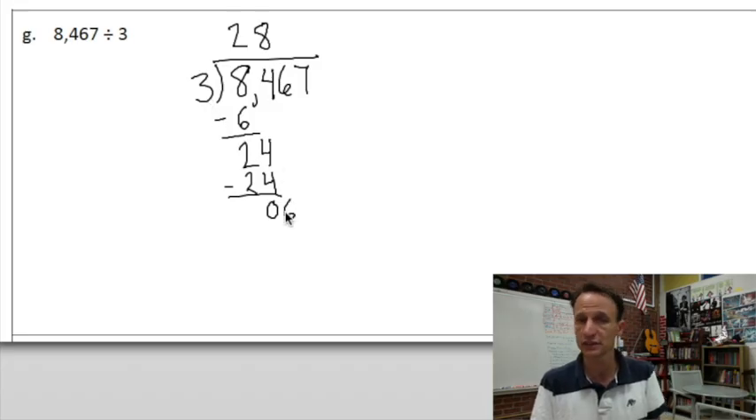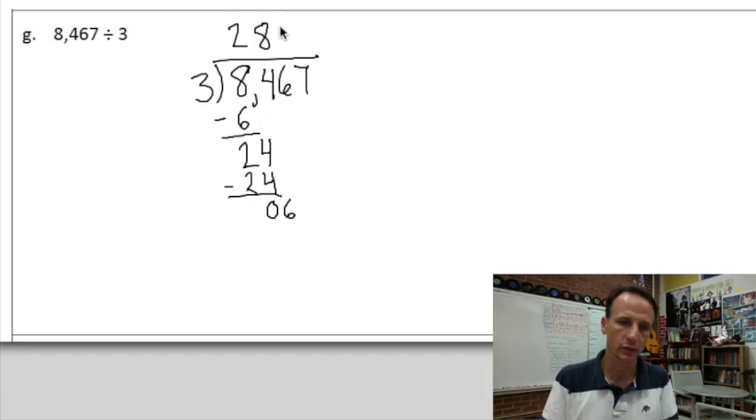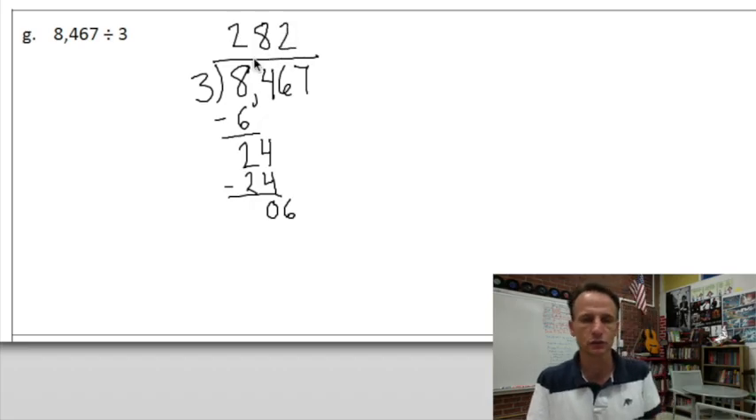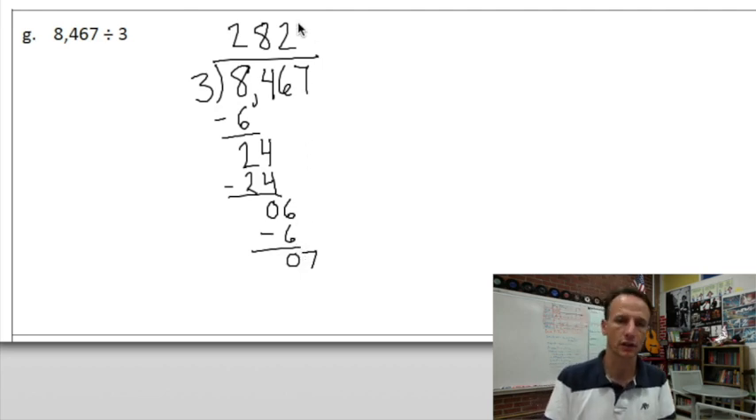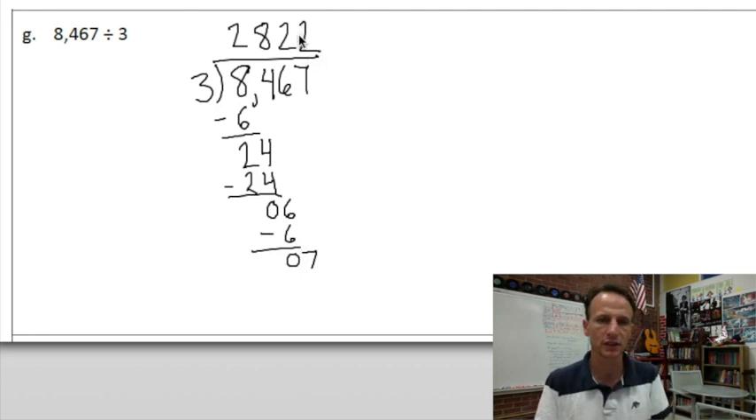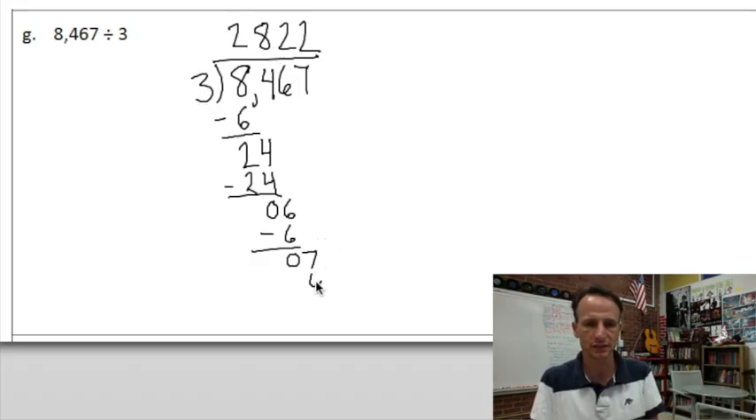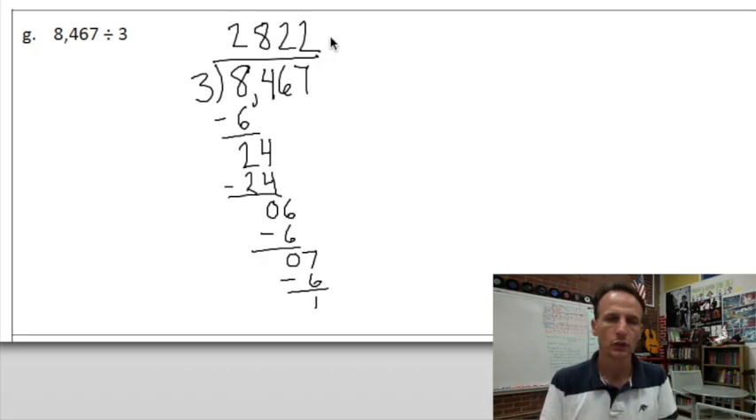So how many 3's in 6? Righto, there are 2 because 2 times 3 is 6. And we subtract, we're left with 0 in the tens, but we do still have 7 ones to divide, so let's write that down and do it. How many 3's in 7? Yes, there are 2 3's in 7 because 2 times 3 is 6. We subtract, we are left with 1, which is our happy little remainder.